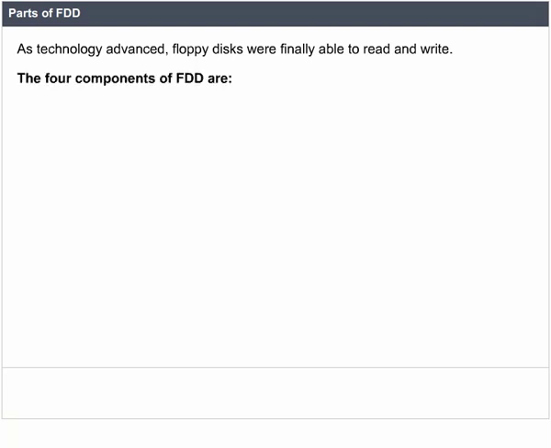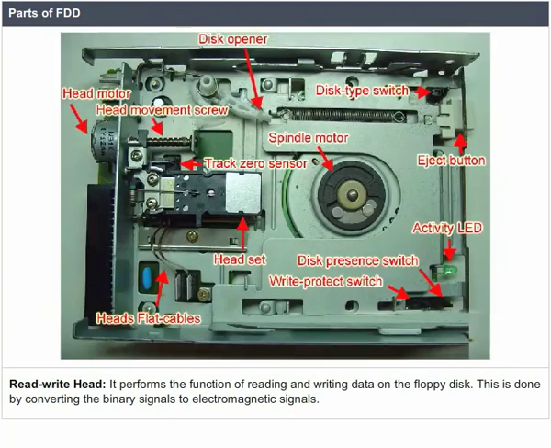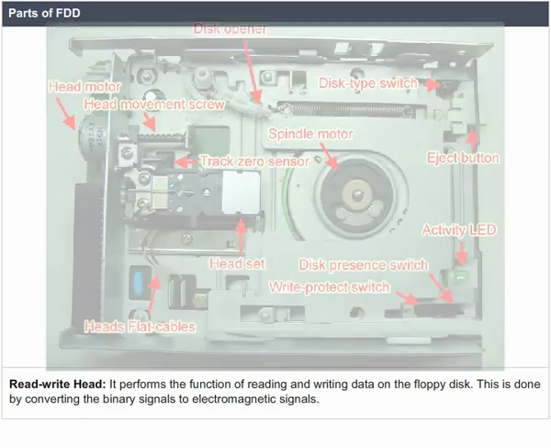The four components of FDD are the read-write head, head actuator, spindle motor, circuit board, and FDD controller. Read-write head. It performs the function of reading and writing data on the floppy disk. This is done by converting the binary signals to electromagnetic signals.